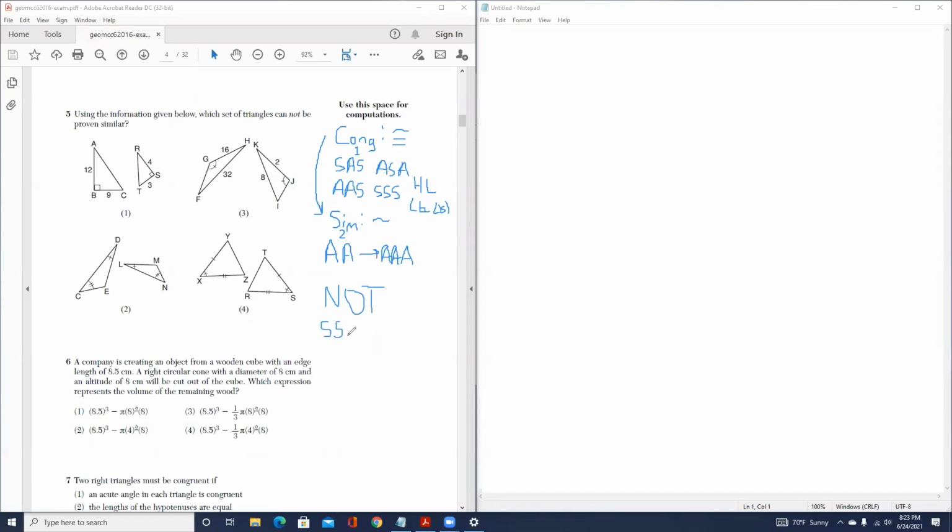I remember back in high school, my geometry teacher used to joke that if you flip this word around, then you would get a very naughty word. And that's how you remember that it is not a valid proof for congruence or similarity.